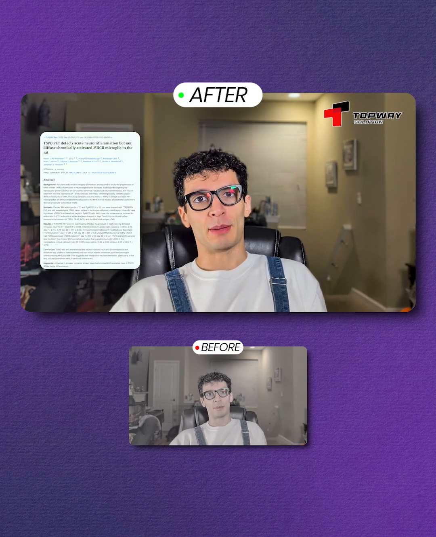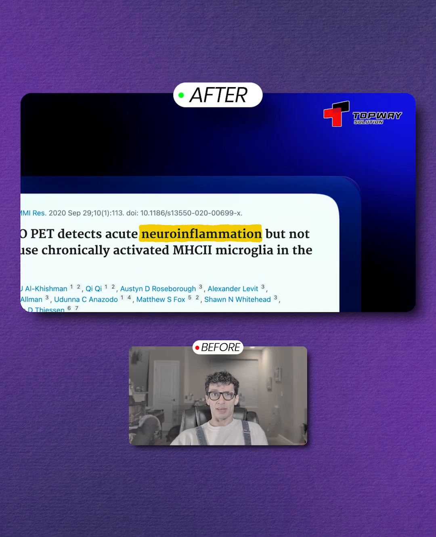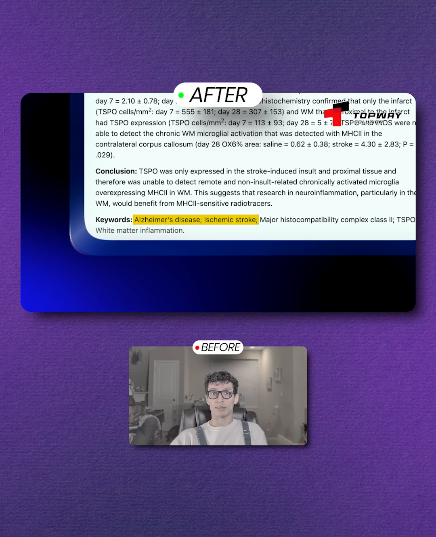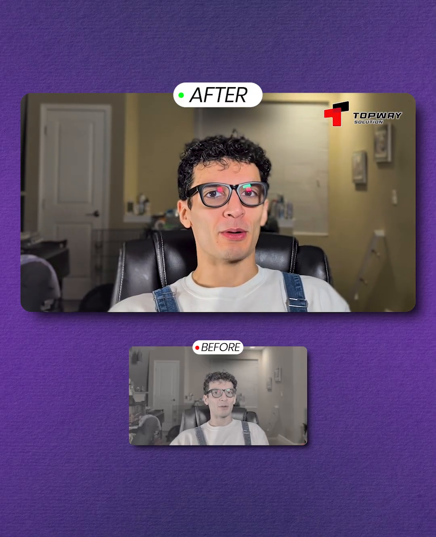It was published in a peer-reviewed journal in 2020. The point of the paper was to look at neuroinflammation in stroke and Alzheimer's. It's kind of complicated, so I distilled it down to the important facts. Please bear with me here.